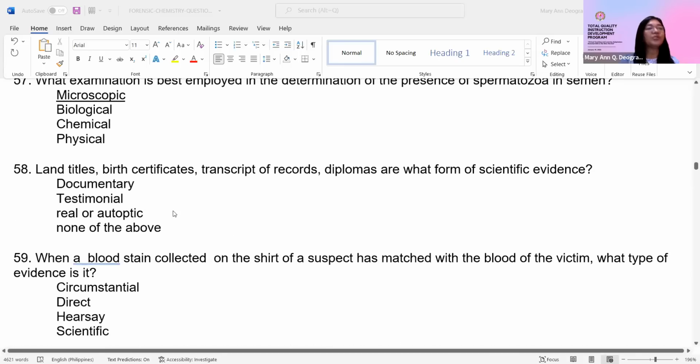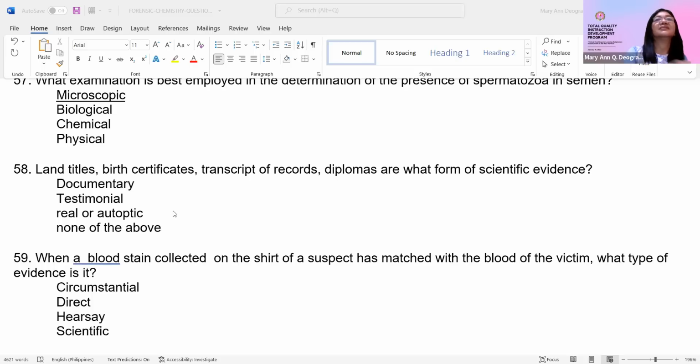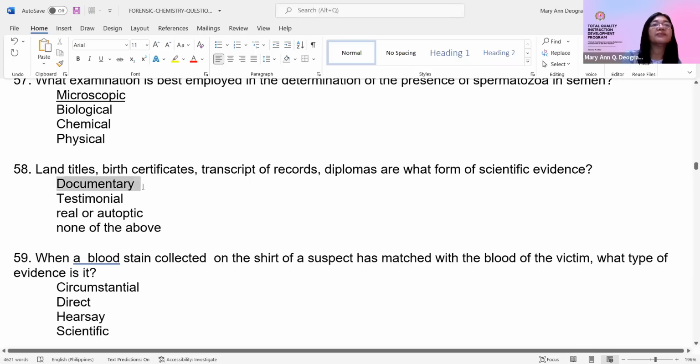Ito naman siguro, alam niyo na yan. Bonus question. Sagot. Okay, A. So it's documentary. Land titles, birth certificates, transcript of records are what form of scientific? So it is documentary. Testimonial statement yan. Real or autoptic, an example ng real or autoptic, yung mga objects na like knife, mga ganyan, mga firearm.